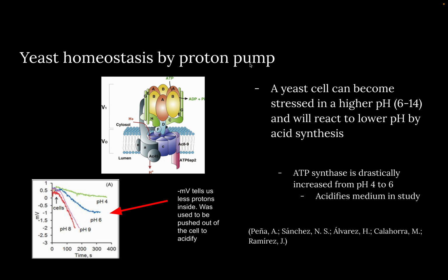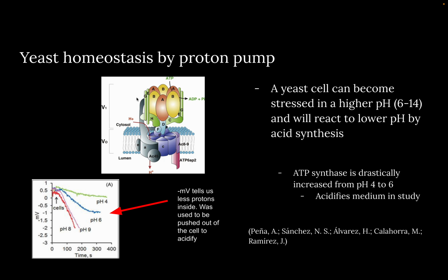So yeast homeostasis by the proton pump, right? This is what happens when we get too basic of a pH, basically from 6 to 14. The yeast cell will notice the change, right? And what it will do is through ATP synthase, right?